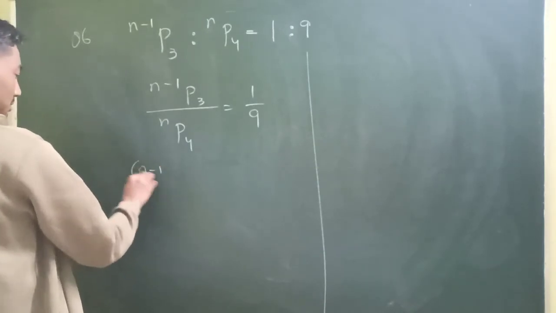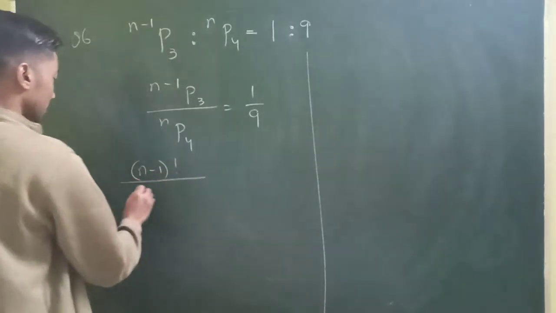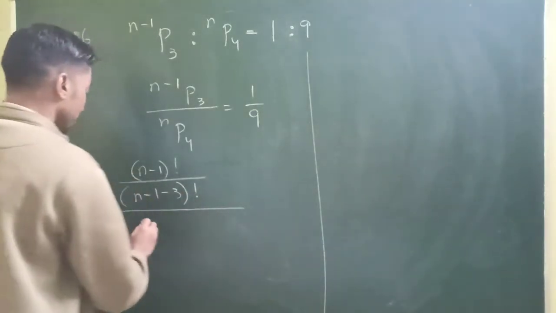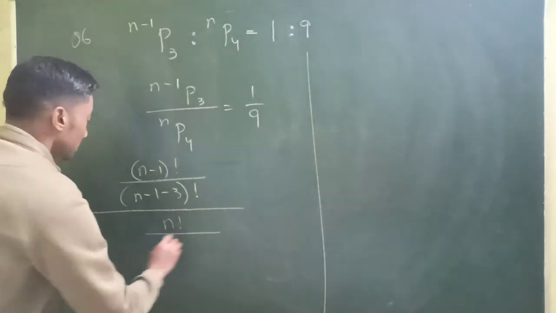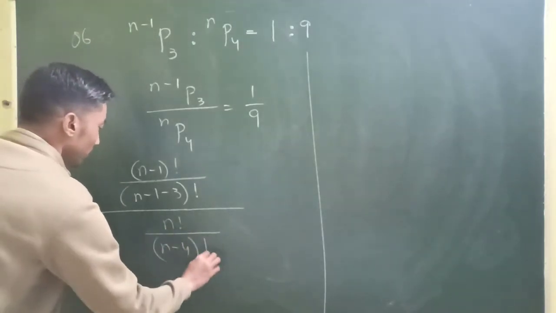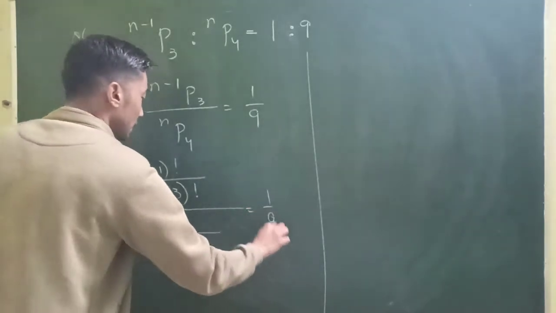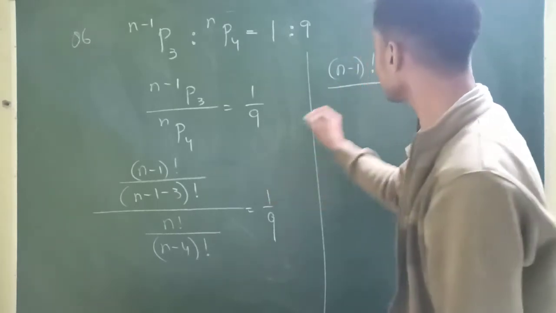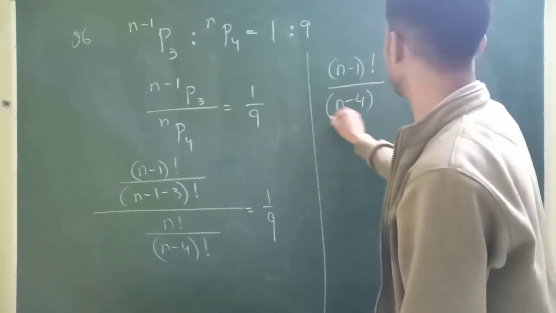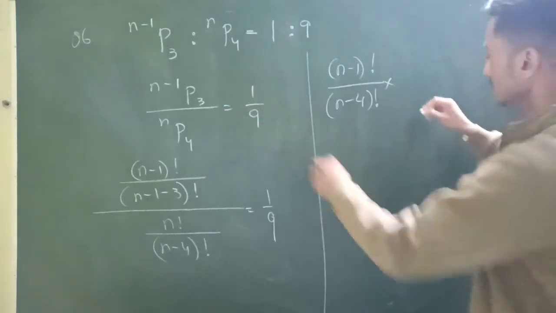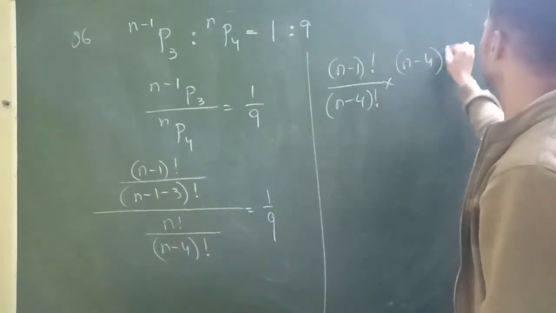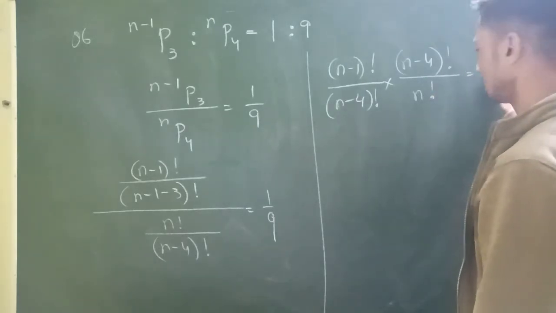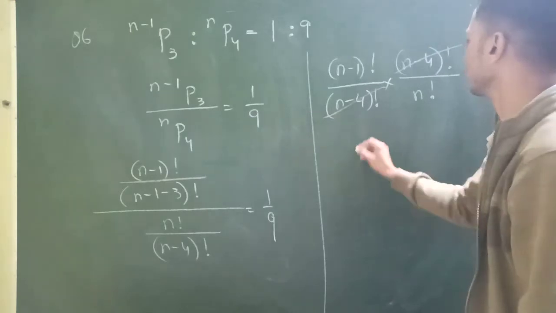Okay, I'll just expand the formula. That is (n minus 1) factorial upon (n minus 1 minus 3) factorial, whole divided by n factorial upon (n minus 4) factorial, equals 1/9. So that's (n minus 1) factorial, (n minus 4) factorial upon (n minus 4) factorial, cross multiplying, dividing n factorial, 1 is to 9.